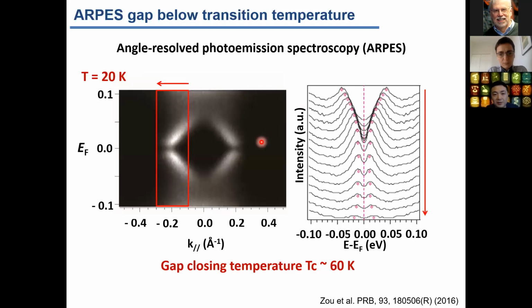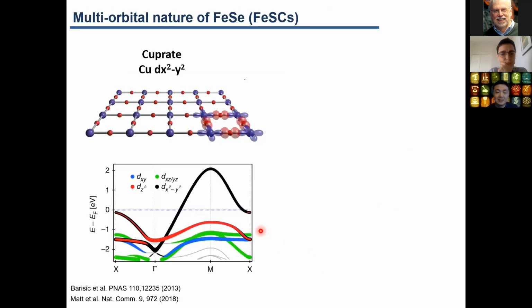ARPES has also been used quite intensively on these materials. In ARPES, you can see this superconducting gap opening at a specific point, which is the end point of the Brillouin zone. And if you measure it below the TC, you can see this gap by doing ARPES measurement. People also use the gap closing temperature to gauge the TC, or in situ TC, of these samples as well. All right, so that's one difference between the iron-based superconductors and cuprates.